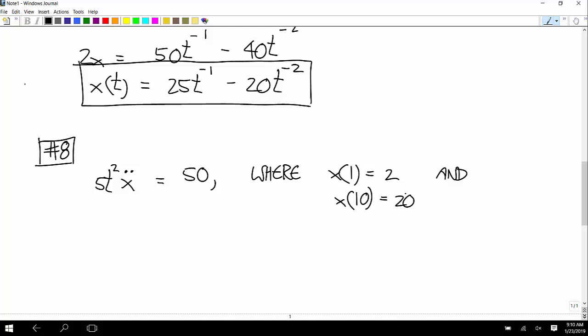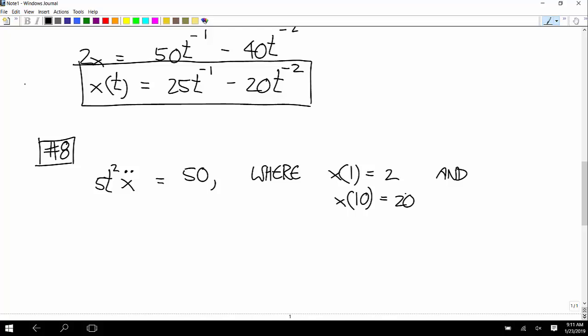And the example of one of these that I did in class had one boundary condition for x and then one boundary condition for x dot. This has two boundary conditions for x. That's fine though. If you have one boundary condition for x dot, then you do separation of variables once, come up with an expression for x dot, and then you use the x dot boundary condition to find your constant of integration, and then you do the next step. We can't do it like that here because we don't have a boundary condition for x dot.